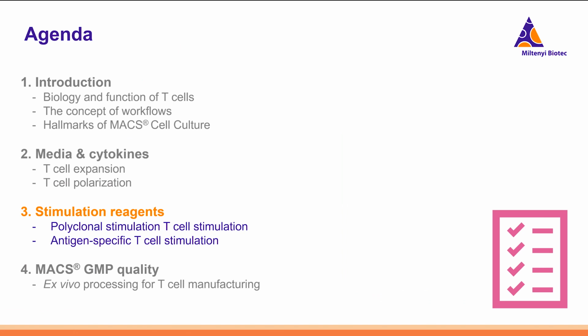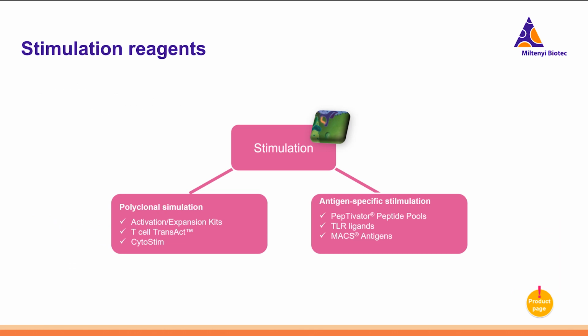Next, let's have a look at our stimulation reagents in particular. We discriminate between two different T-cell stimulation approaches. Polyclonal stimulation that activates T-cells regardless of specificity, and antigen-specific stimulation that activates only T-cells of a certain specificity. The first one is achieved usually via antibody-mediated CD3-CD28 engagement or via a so-called superantigen. The latter one is achieved via certain antigens such as peptide pools.